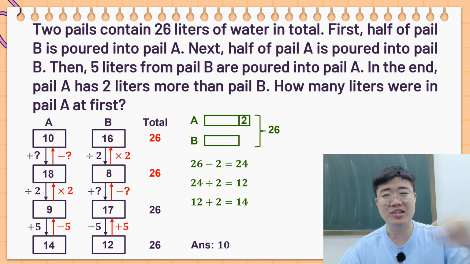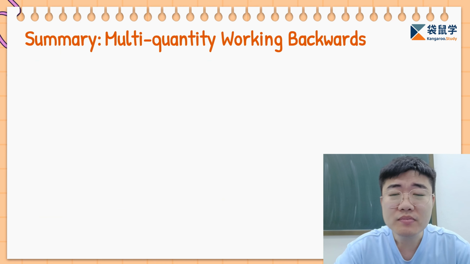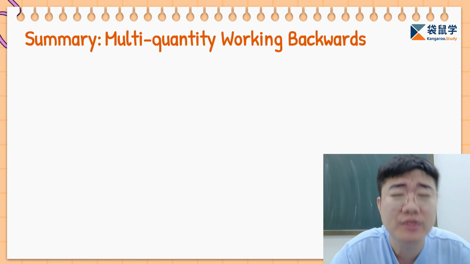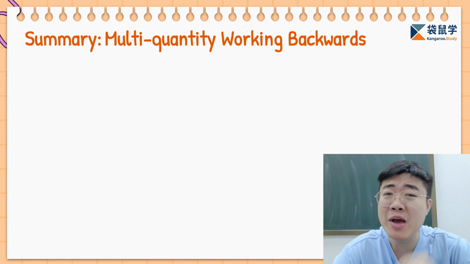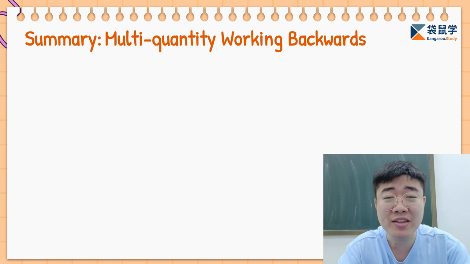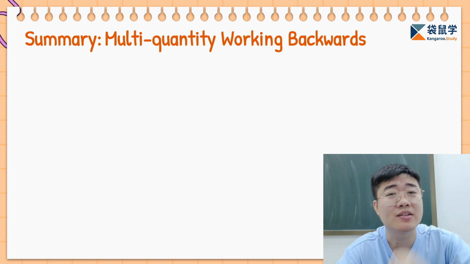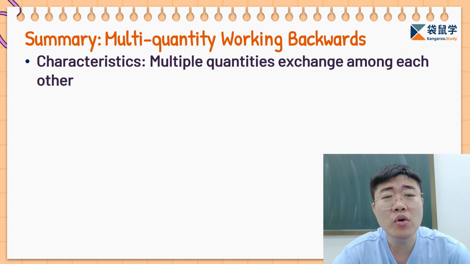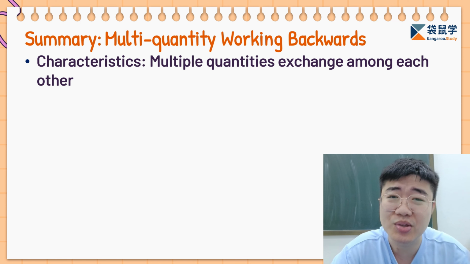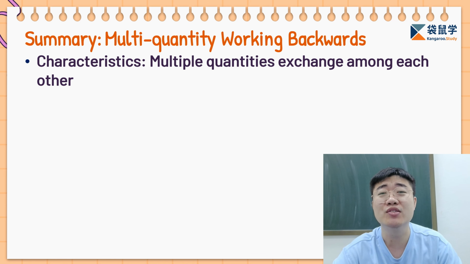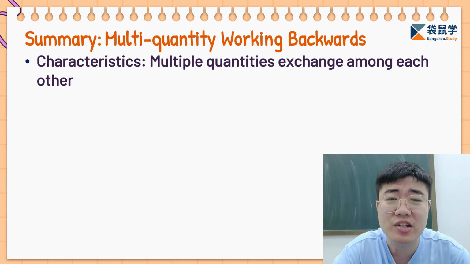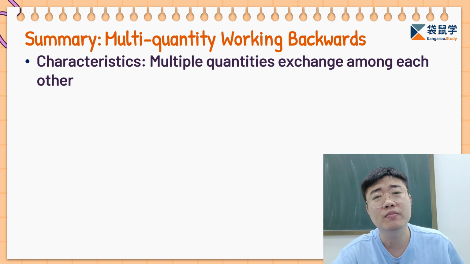So let's do a quick summary on this question here. In this question, we notice there are multiple quantities involved. And again, the number at first is not given. The number in the end, we can figure out using the conditions given to us. So in this type of question, we can use the flowchart again. Of course, this time we have to draw two separate flowcharts to show the exchanges between the two of them.